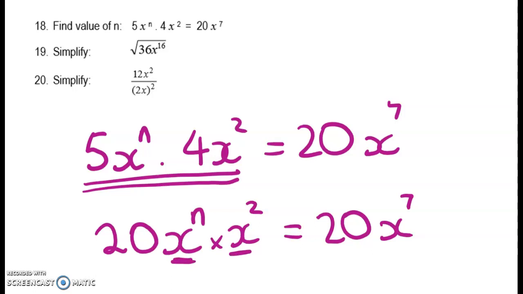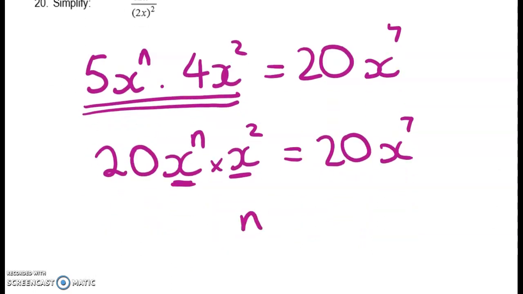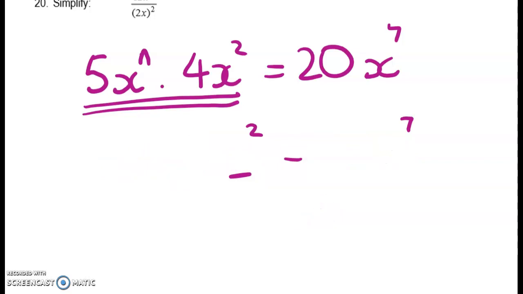Well, we know that if we've got the same base, then we just add the powers. So just looking at it, if n equals 5, it's going to work out. There's a slightly more elegant way to do it, and I'm going to show you that now. But the answer is that n is 5. So let's just get rid of that.